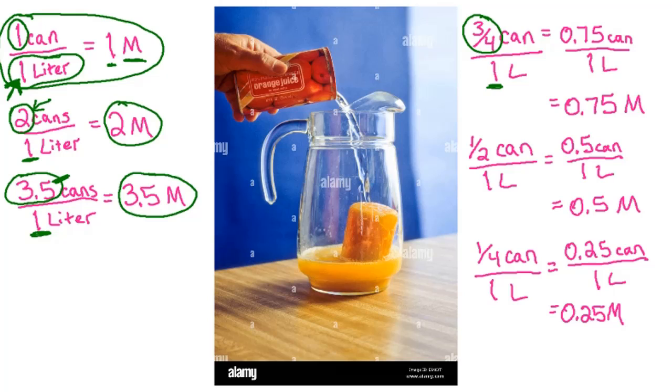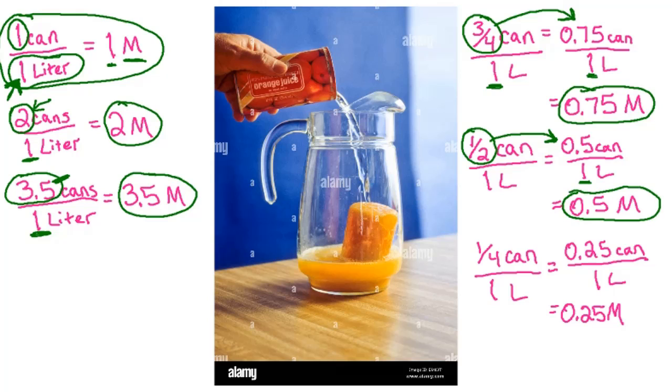Well, in chemistry we don't deal in fractions, we deal in decimals. So we have to convert that 3/4 to 0.75 cans. So 0.75 cans in 1 liter of water, that means we have a molarity of 0.75. What about half a can if we only do half a can in 1 liter of water? Well, half is the same thing as 0.5. So 0.5 cans in 1 liter of water means there's a molarity of 0.5.